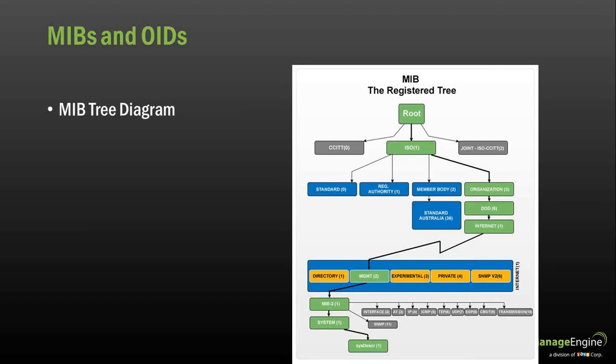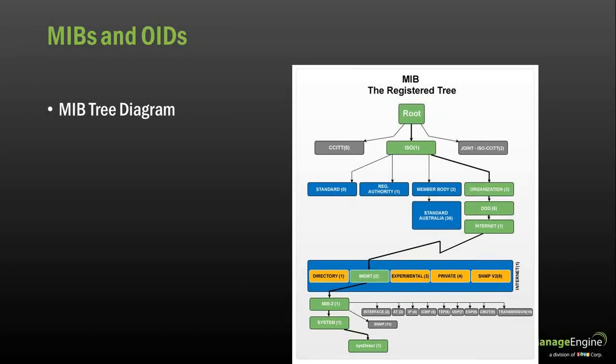So here is the MIB tree diagram that I was talking about a while ago. As you can see in the image on the right side of your screen, the MIB tree starts at the root level and branches out to ISO on 2 other levels. ISO then branches out to 4 other levels, of which organization is 1. Organization then branches out to DOD, then to Internet, and Internet then branches out to MGMT. MIB2 then branches out to Interface, ICMP, TCP, UDP, SNMP, and so on.